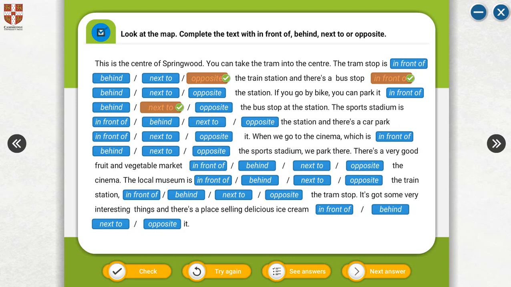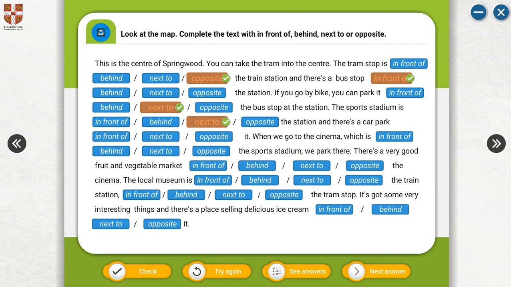The sports stadium is blah blah blah the station. Where is the sports stadium? Look at the sports stadium and station, please. The sports stadium is opposite. That's true. You can say also opposite or next to. There are 2 answers for this option. The sports stadium is next to or opposite the station.